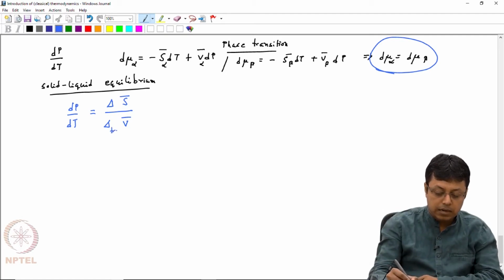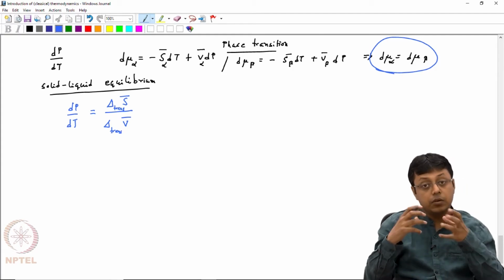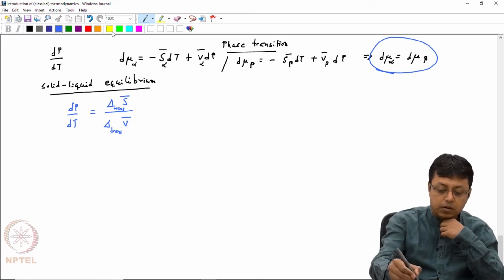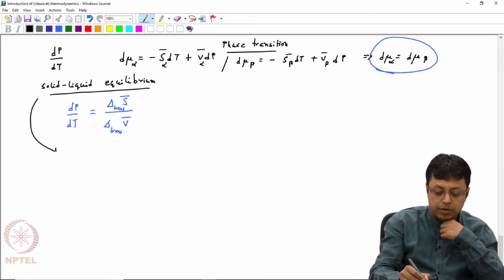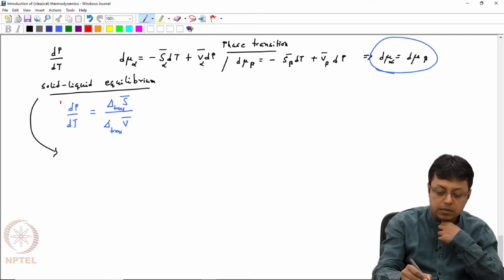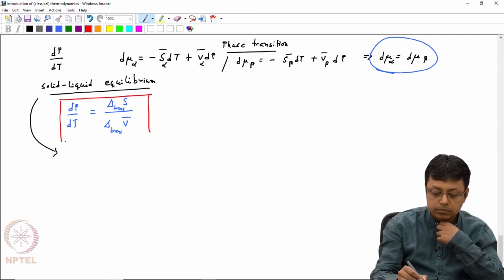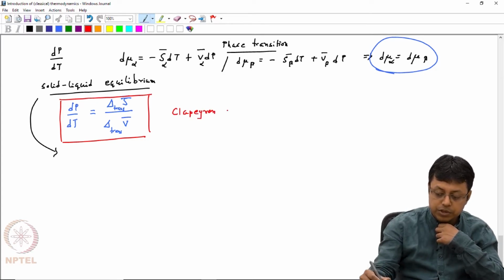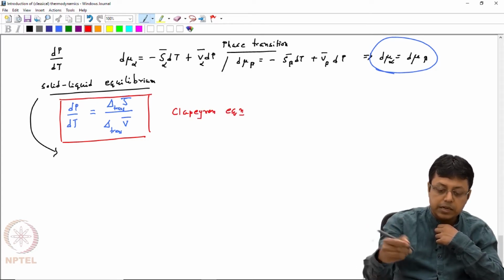So we actually write it as a transition. The delta with suffix transition means it is for a particular transition. For example, if we are talking about solid liquid equilibrium, this equation, which is dp dt, is known as the Clapeyron equation. So there is an S bar, don't forget, it's a molar quantity. And the Clapeyron equation takes different forms if we talk about different equilibria.